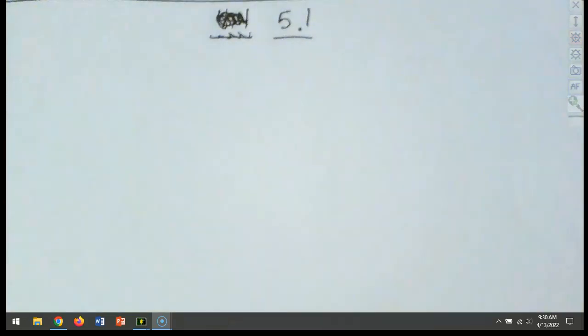Now in 5.1, we're going to be talking about factoring. And there's several different techniques that we're going to be discussing. The first one we're going to look at, and that we always do before anything else, is take out the greatest common factor. And when we factor, it's kind of reverse multiplying in a way. So we're going to learn how to take out the greatest common factor.